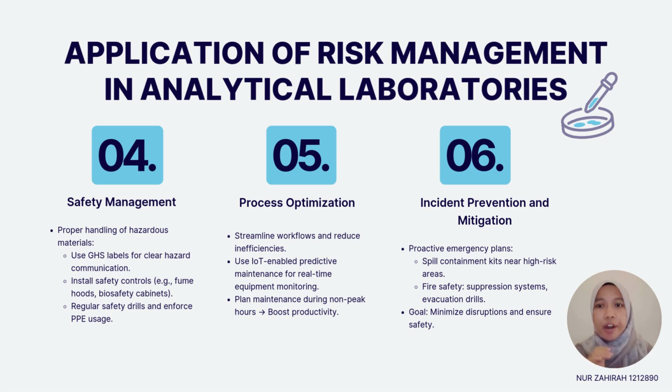And the last one is risk management facilities, which indicates prevention and mitigation by proactively addressing potential hazards and implementing comprehensive emergency response plans, such as spill containment protocols for hazardous chemicals. For example, readily available absorbent kits near high-risk areas allow for immediate containment, preventing the spread of fuels. Fire safety measures such as installing fire suppression systems and conducting evacuation drills will further enhance preparedness.